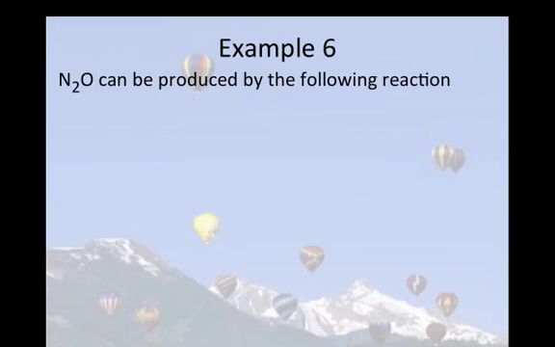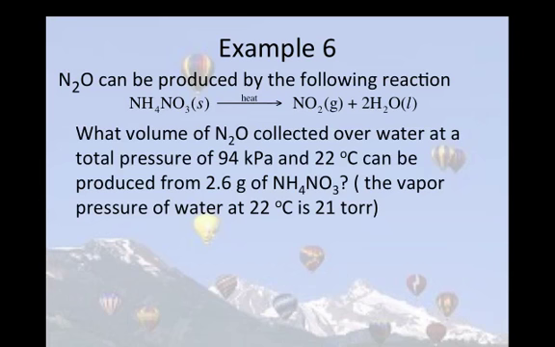So dinitrogen monoxide can be produced by the heat decomposition of ammonium nitrate. What volume of dinitrogen monoxide collected over water at a total pressure of 94 kilopascals and 22 degrees Celsius can be produced from 2.6 grams of ammonium nitrate, where we know the vapor pressure of water at 22 degrees Celsius is 21 torr.